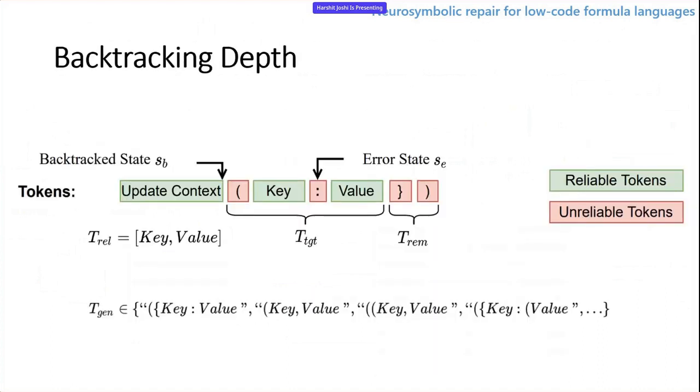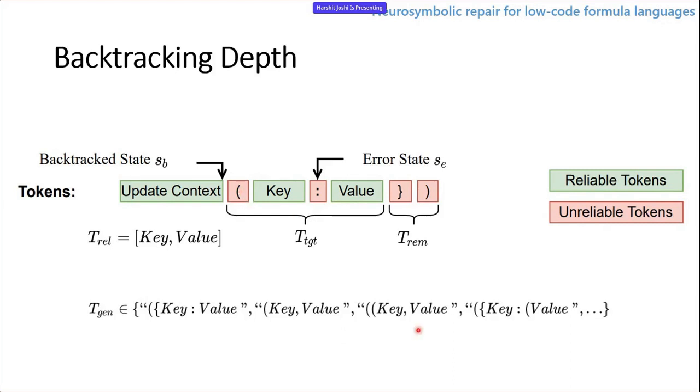Now, one important thing to note is that the errors are not always where the compiler detects them, and they can occur some tokens earlier. So, for example, in this case, the compiler error was detected at this colon, but maybe we want to perform a repair at the opening parenthesis.